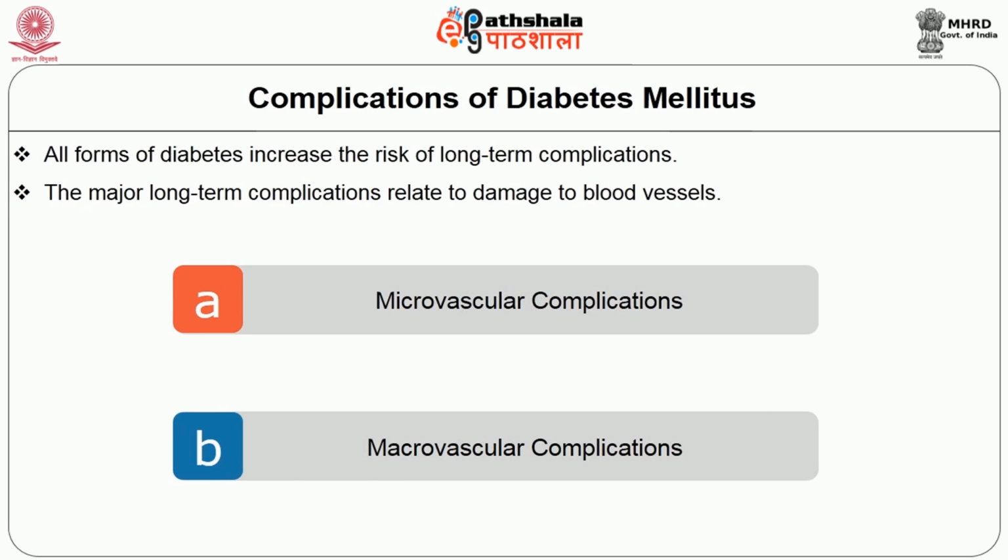The complications related to diabetes mellitus: all forms of diabetes increase the risk of long-term complications. These complications are due to the damage of blood vessels. What happens in diabetes mellitus? There is increased blood glucose level. It damages the internal layer of the blood vessels, that is called the tunica intima. That layer of the arteries gets damaged. So the damaged blood vessels lead to two complications: one is microvascular complications, another is macrovascular complications.